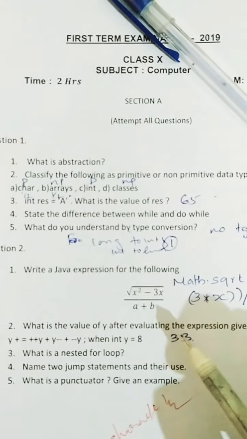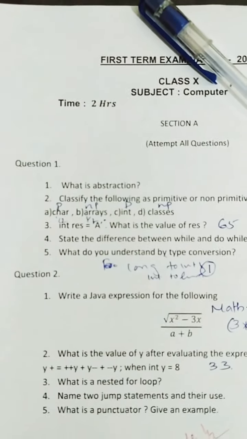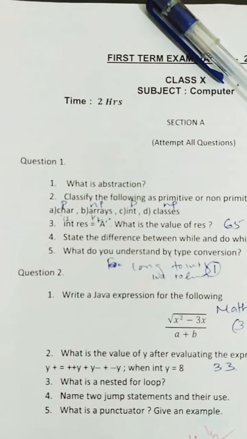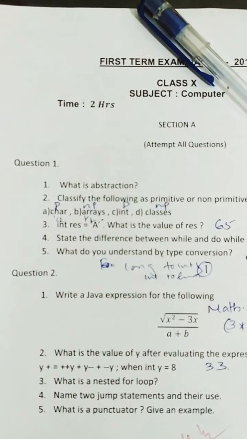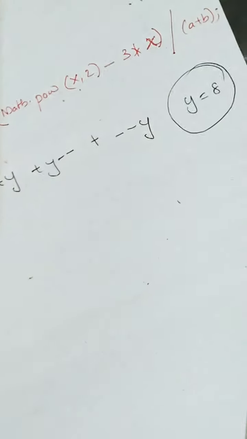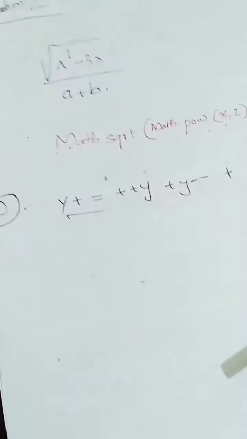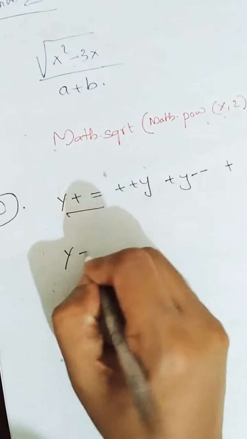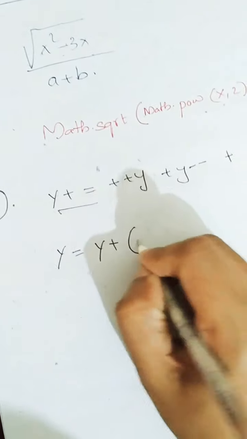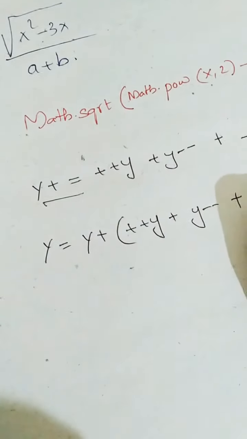So numerator will carry 1 mark and denominator will carry another 1 mark. So total 2 marks for this question. What is the value of y after evaluating the expression given below? So we have to find out the value of y. The question is, y plus equal to plus plus y plus y minus minus plus minus minus y, where y's value is 8. You have to solve the equation. This is shorthand operator. So first you have to solve it as y plus, and then in bracket your whole question will come.